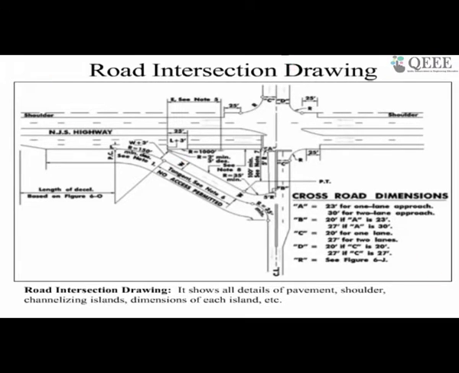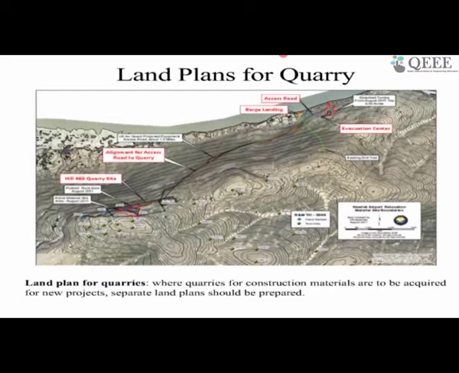So once we know this intersection design, then you also need to know the quarry plan. So if this is your alignment, what are the possible quarry locations, how you can procure the material, and how you can do that. This is provided in this.